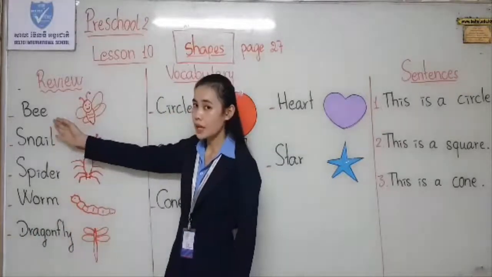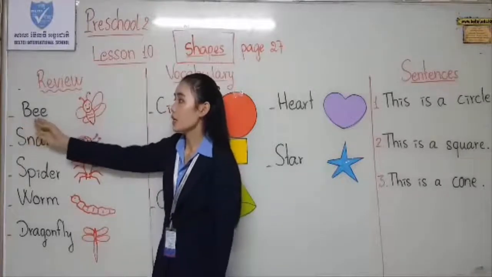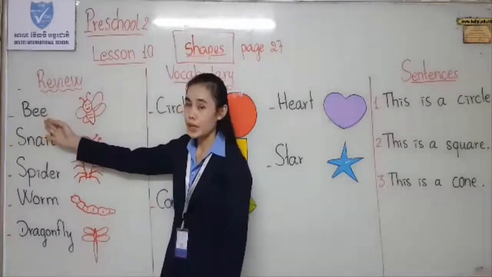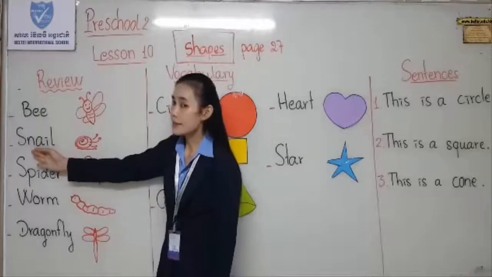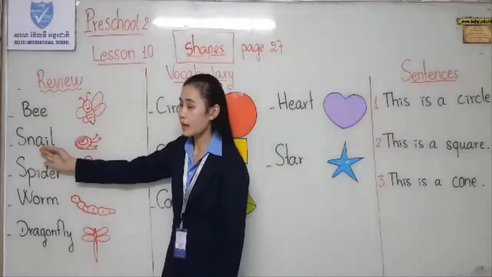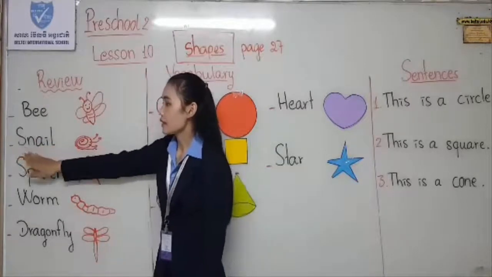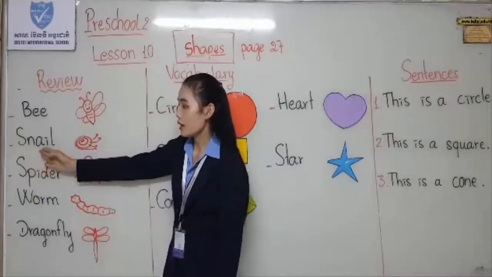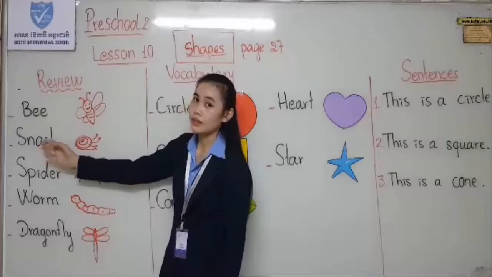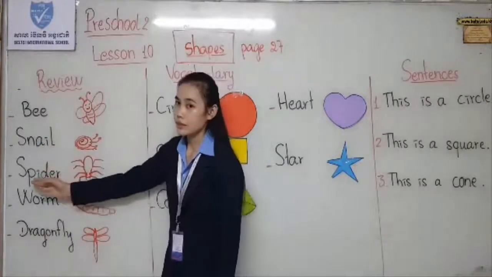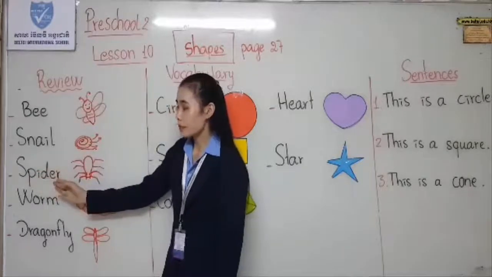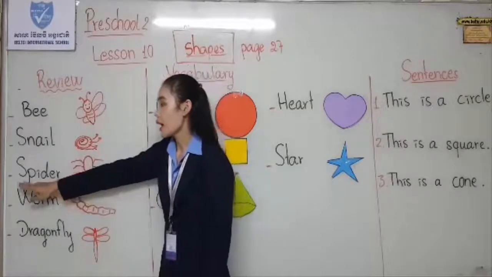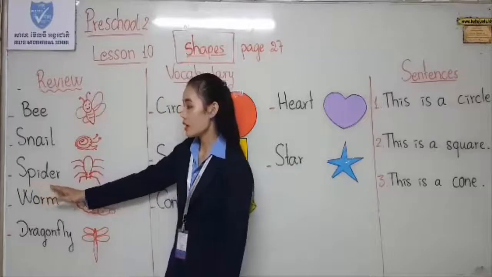Bee, we can spell B, double E. B, double E. Move to the next one. Snail, we can spell S, N, A, I, L. Spider, we can spell S, P, I, D, E, R.